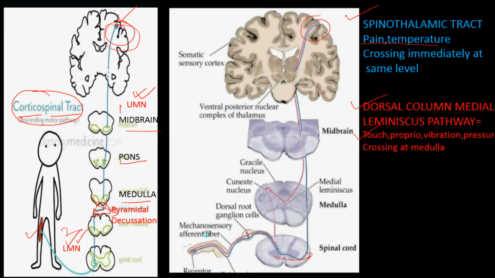Whereas if you look at the dorsal column medial lemniscus pathway, it enters into the spinal column but does not cross immediately; it goes upwards. This ascending pathway is called the dorsal columns, and then it crosses in the medulla to the opposite side, and this crossing is called the medial lemniscus. Therefore the name of the tract is dorsal column medial lemniscus pathway. The crossing occurs at the medulla just like the corticospinal tract, and eventually it also ends in the sensory cortex. So the point is, crossing of all tracts occurs in the medulla except for the spinothalamic, which occurs at the same segment of the spinal cord.